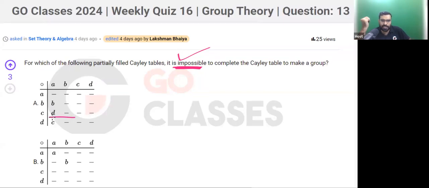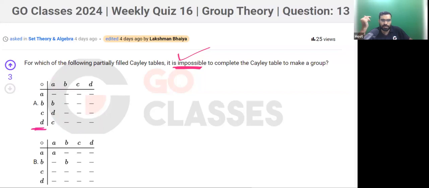Is it possible C can be the identity element? No, because if C is the identity element, then this row must be the same as this header, but they are different. They are already different. Next, is it possible D can be the identity element? Again, no, because if D is the identity element, then this header must be the same as this row, but they are already different. Here you have A, here you have C.